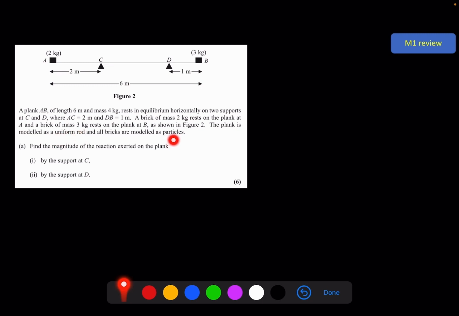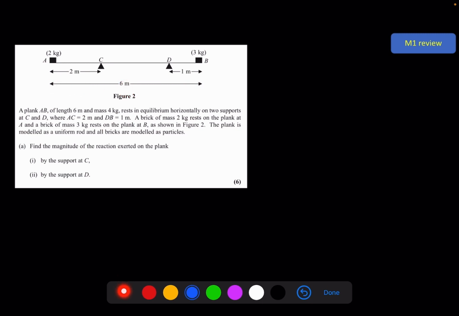Now, a quick review on these words here. If the bricks are modelled as particles, then we're not worried about their size, although it kind of looks like they've got a size here on the diagram. They are assumed to be acting right on the very end of the plank. Also, the plank being modelled as a uniform rod is very important. That tells us that the centre of mass is at the centre of the plank, which is 3 meters from B and 3 meters from A.